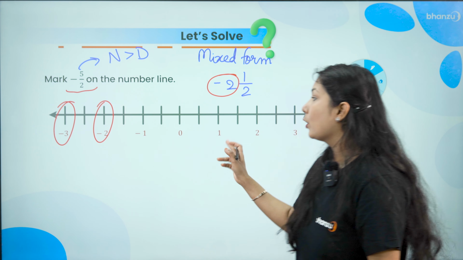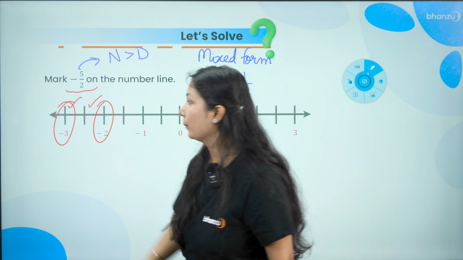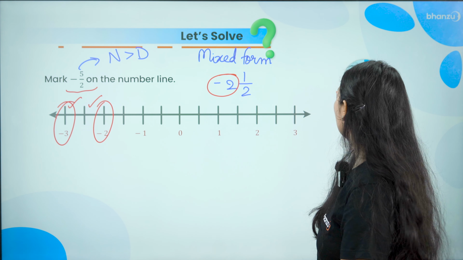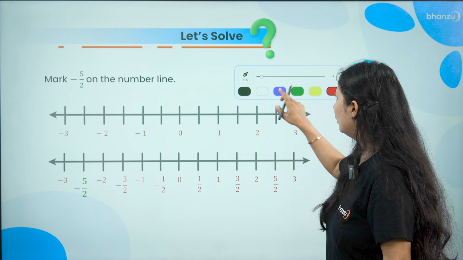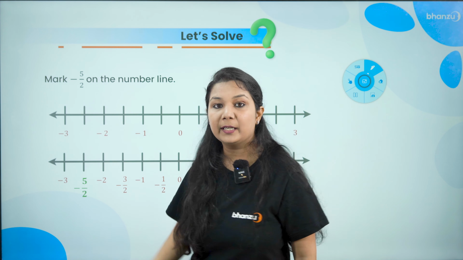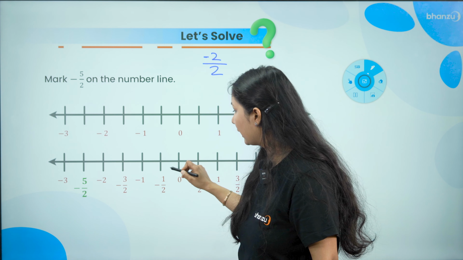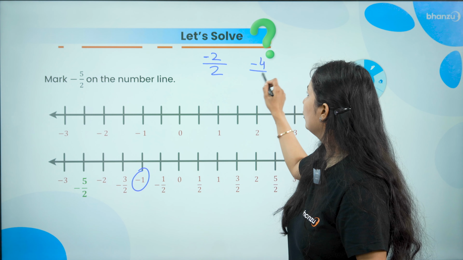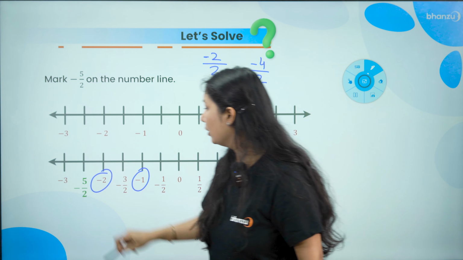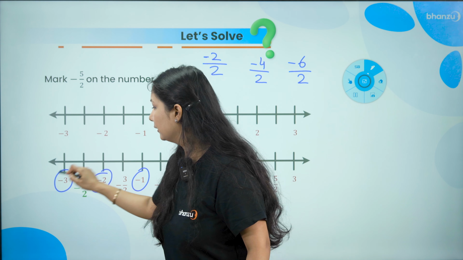Denominator is 2. So how many divisions do we make between these two integers? It's 2. And now let's start marking them. So while marking, we get to know that the denominator should be 2. So if I write minus 2 by 2, that's actually minus 1, right? Minus 4 by 2, which is minus 2, and minus 6 by 2, which is minus 3.